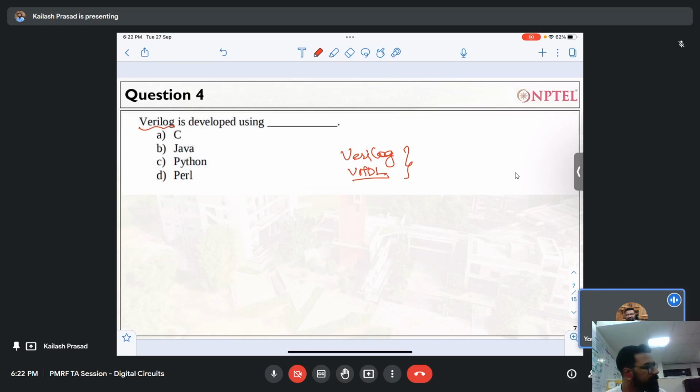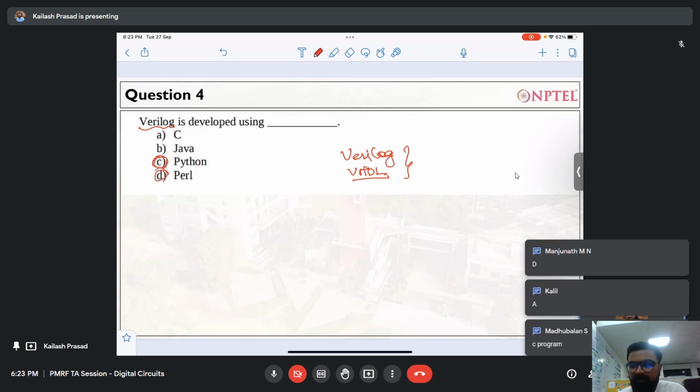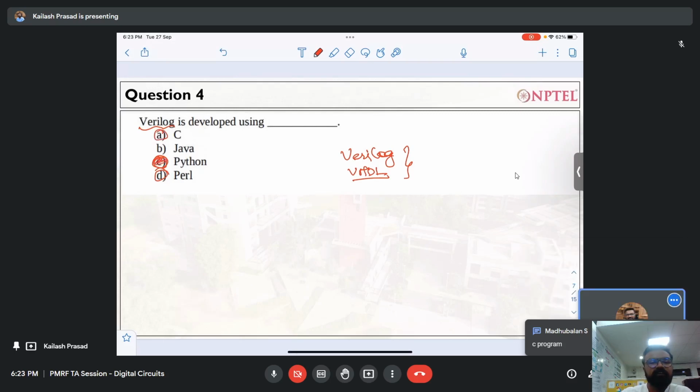Anybody knows? Okay, Madhubalan is saying C. C means Python, are you saying? Okay, Manjunath is saying D. Khalil is saying A. Okay, Madhubalan is also saying A, means he is saying C programming. So the answer is yes, it is C programming, right?